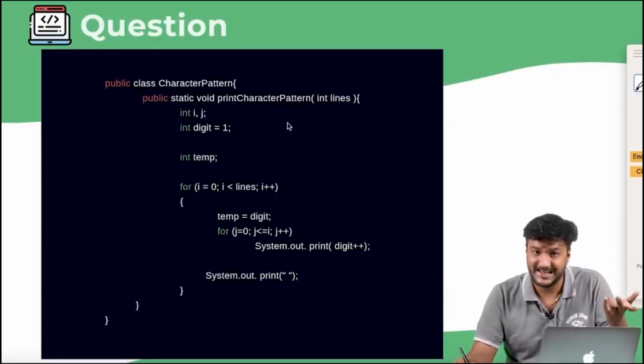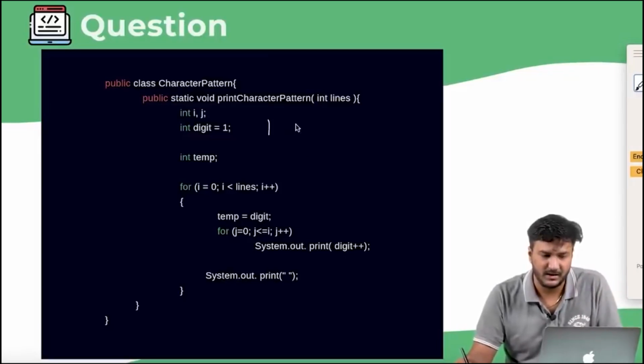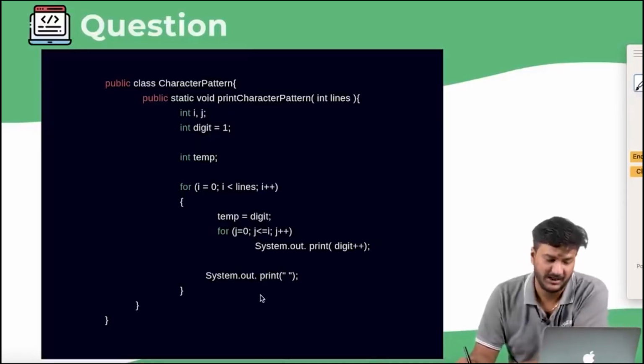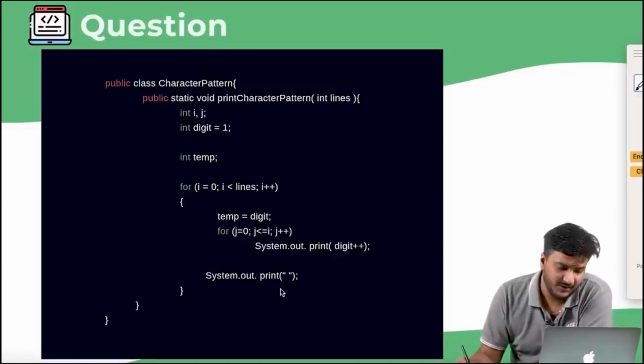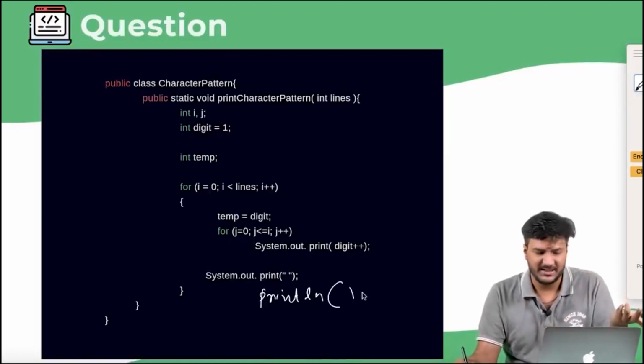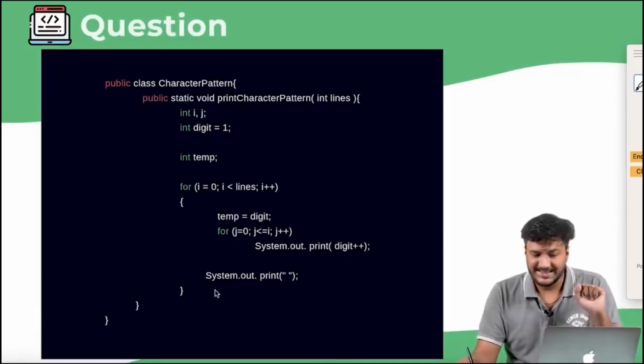So even if it prints everything perfectly, it will print like 1 1 2 1 2 3 1 2 3 4, rather than printing 1, 1 2, 1 2 3, 1 2 3 4. So that would be a problem. In the case of Java, what I will do is I will say println. In the case of C and C++, you can use backslash n. In the case of Java also, you could use something similar. So that is the first issue.